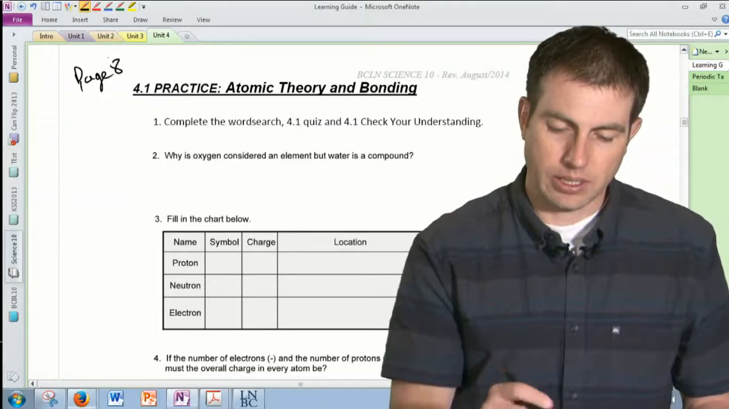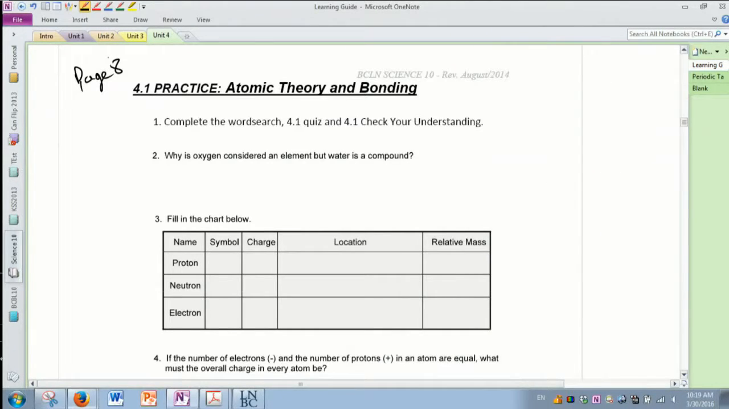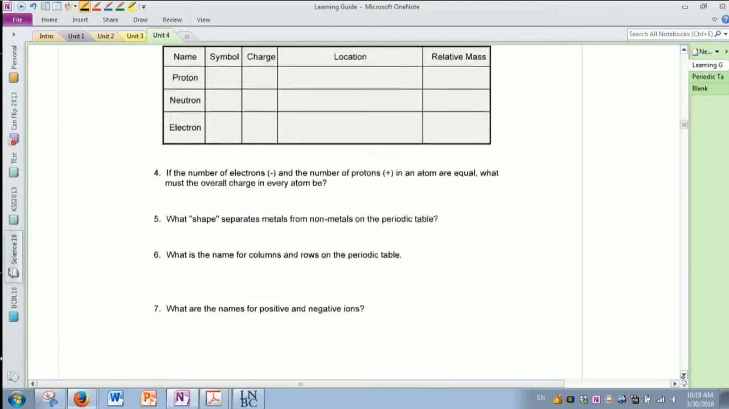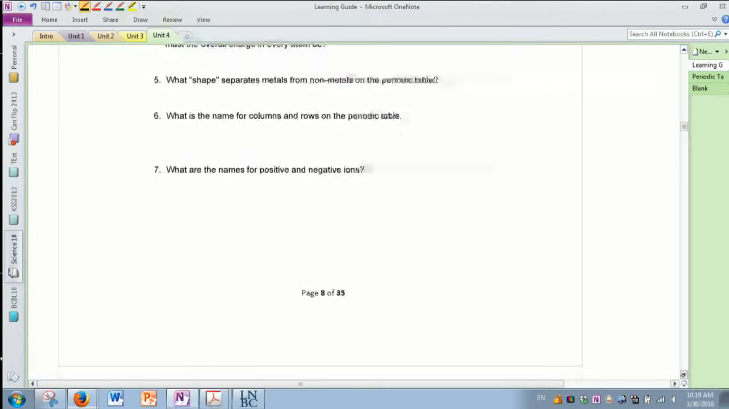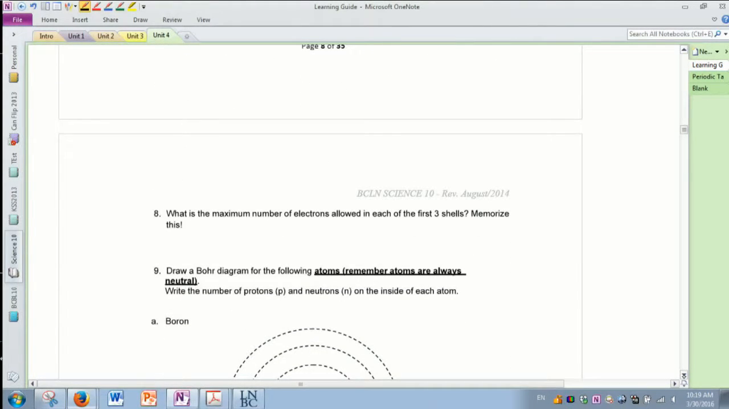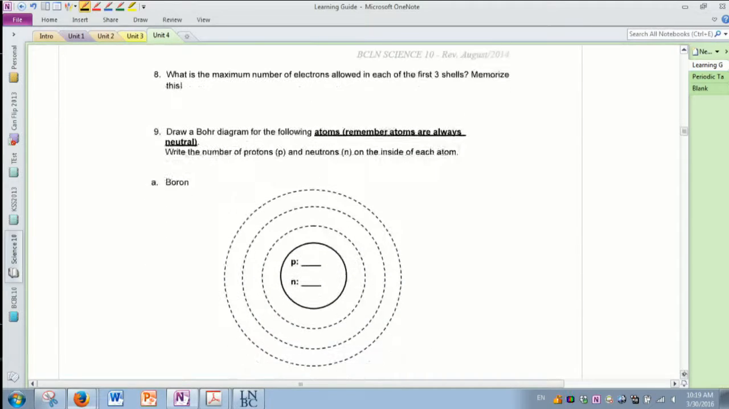And on page 8, it says, practice atomic theory and bonding. So you should be able to do the first 3 questions. And then 5, 6, yep. Should be good for there. And you're good up to 8 and 9.